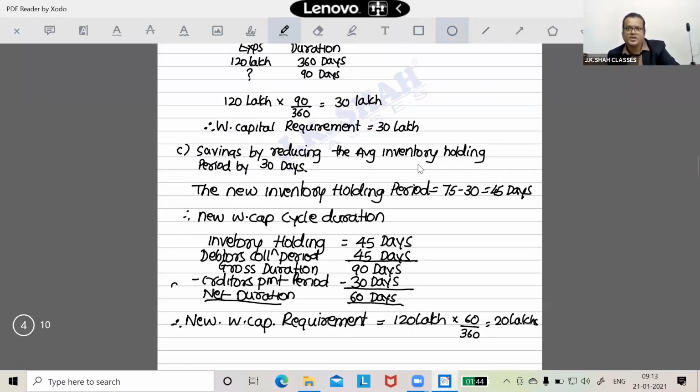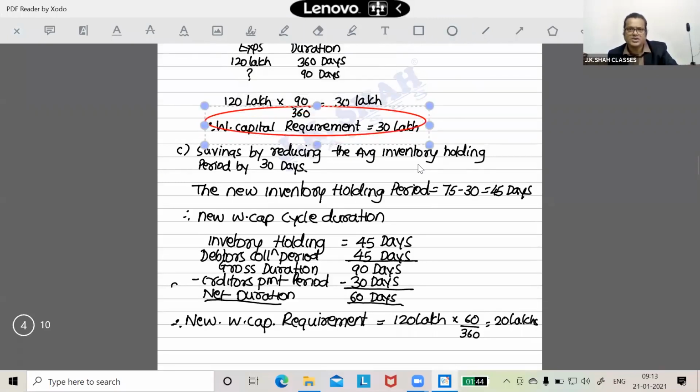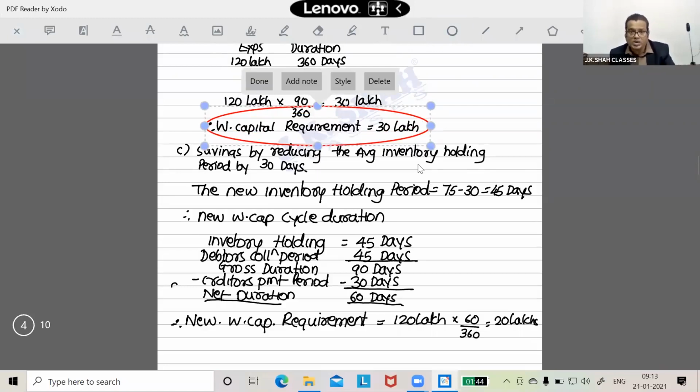So see, people, earlier our working capital requirement was 30 lakh. Correct? Earlier what? Our working capital requirement was how much? 30 lakh. Now our new working capital requirement is how much?